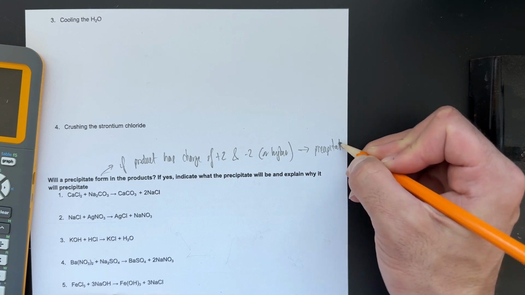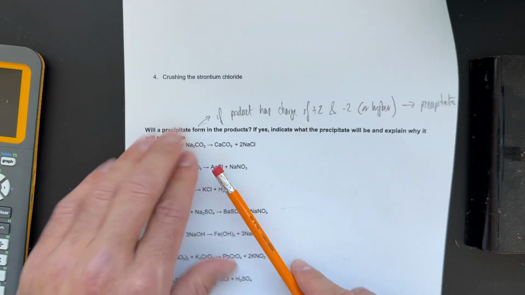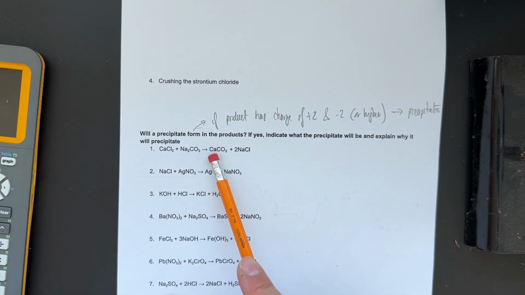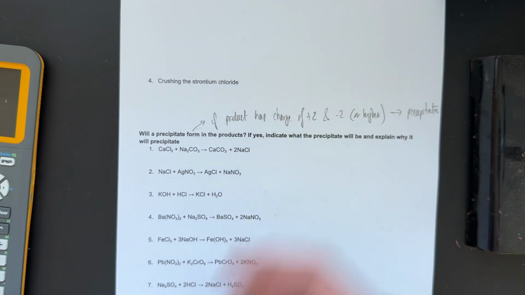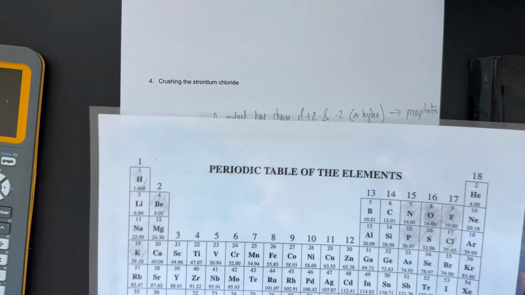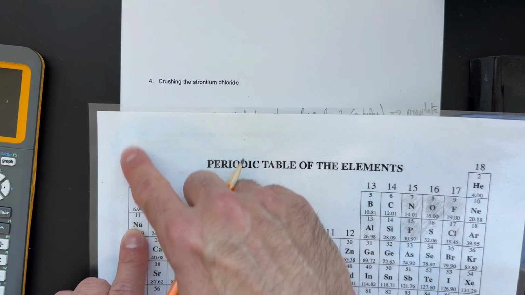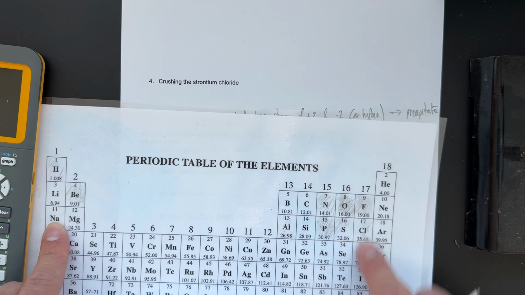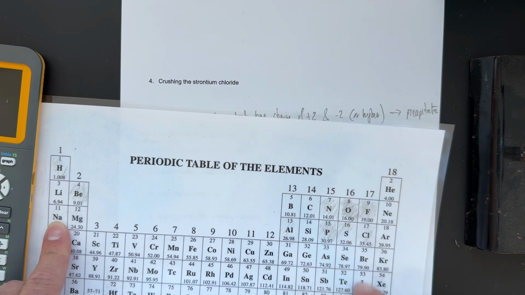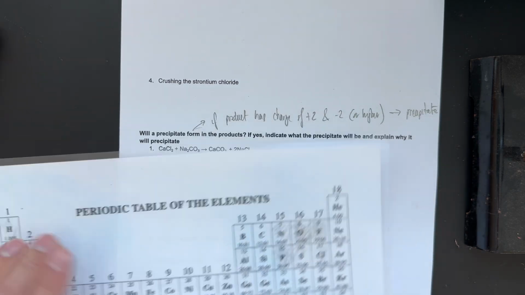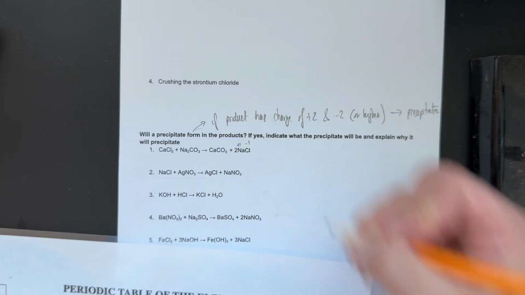And so here what you want to do is take a look at your products, right? So it doesn't even matter about your reactants, but it's like, okay, are either of these +2, -2? Well, the Na, right, if it's in an ionic compound, Na is going to be +1, right? Because it's in group 1, it's going to lose 1. Cl is going to be -1 because it's group 17, it's going to have 7, and it's going to want to gain 1. So this is +1, -1. So that's not going to precipitate.